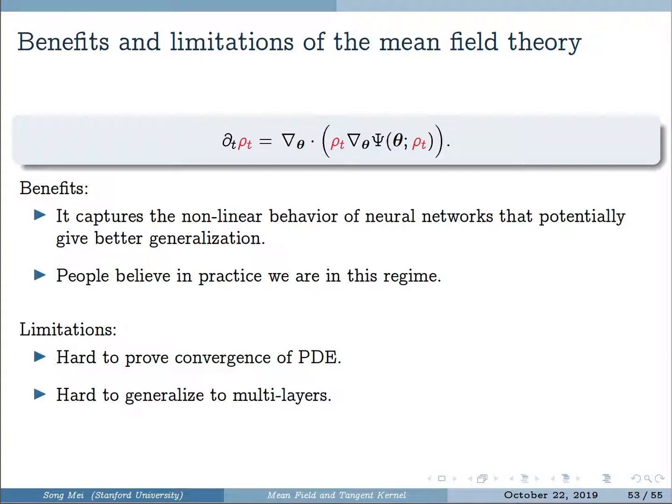Definitely, there are limitations of the mean field theory. It's hard to show the convergence of the partial differential equation. In general, this PDE is a nonlinear partial differential equation, and it will get stuck at some bad local minimizer. In general, it's very hard to prove the convergence of this PDE to the global minimizer of the training error. And there is some difficulty to generalize this mean field perspective to multi-layer networks, but this is ongoing research.